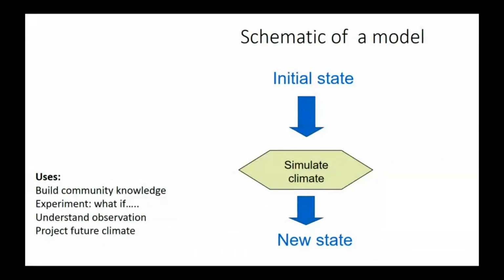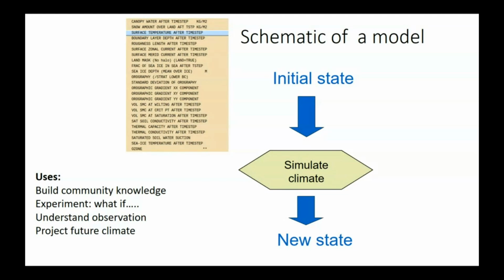So the rationale for modelling includes those points to the left to do with building community knowledge, doing experiments like what would happen if carbon dioxide concentrations in the atmosphere were suddenly reduced. And also to do with understanding observation and projecting the future. So a model receives an initial state and calculates new states every model time step, writing these out at a chosen periodicity.